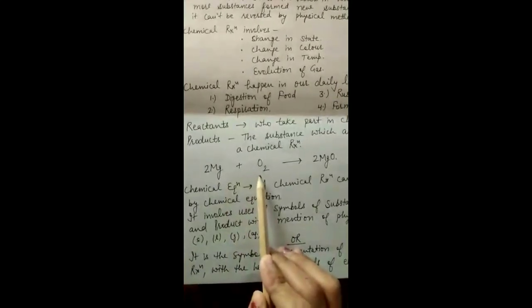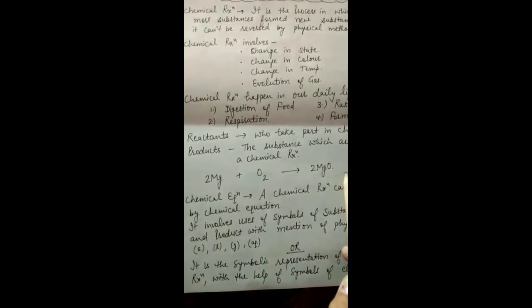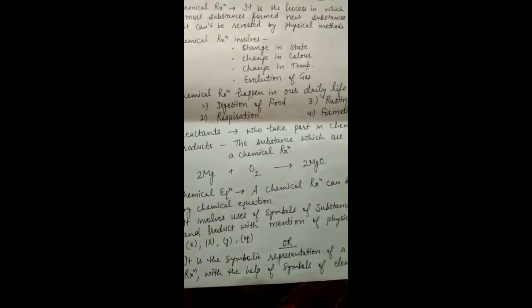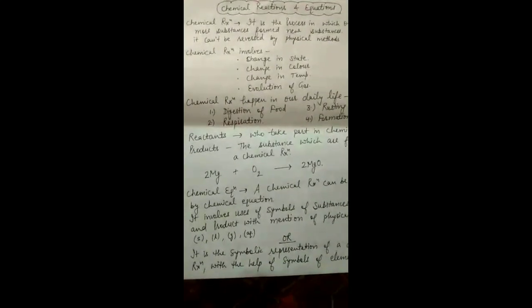According to the law of conservation of mass, matter can neither be created nor destroyed in a chemical reaction. This law was given by Lavoisier. According to this law, the total mass of the reactants is equal to the total mass of the products. A reaction that follows the law of conservation of mass is balanced.